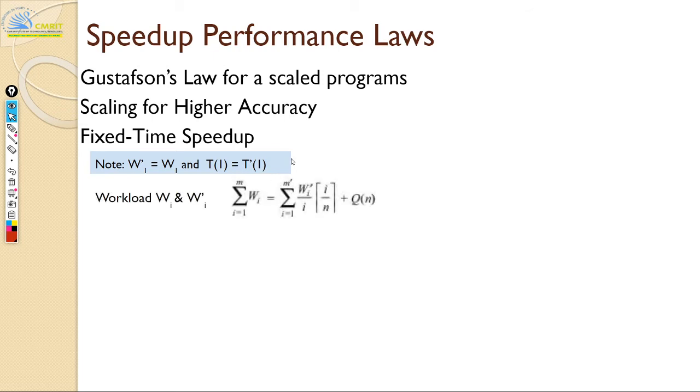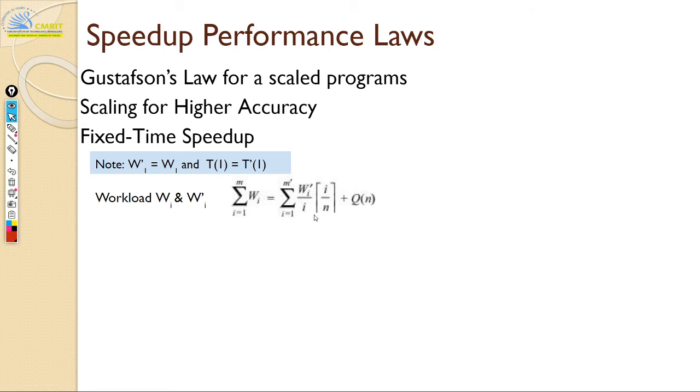Now if you compute the total workload, we need to know the total computing capacity of this problem. Then it is represented by the summation of wi from i equals 1 to m, correct? Now if you expand this, this is nothing but your wi dash, with a ceiling of i by n.